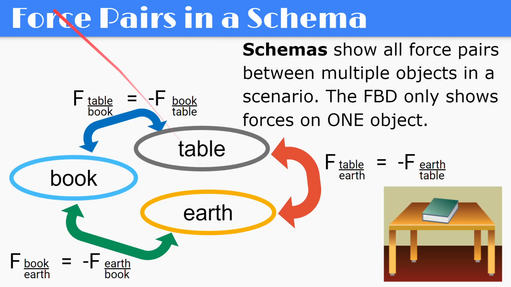And this earth pulling on the book and earth pulling on the table, this is where the weight comes from. They are downward forces, they are negative, and that is where the weight of the book comes from, and where the weight of the table comes from. So you have different force pairs, but when you draw a free body diagram, these aren't all in your diagram. The free body diagram shows the forces acting on a single object, and so you're not going to see every single force that's in your schema in your free body diagram.